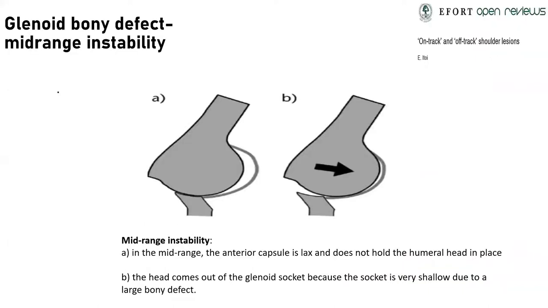There are a few pictures that will show why and how these Hill-Sachs lesions and the glenoid defect will cause dislocation in different ranges of movement of the shoulder. The glenoid defect mainly causes mid-range instability of the shoulder, because in the mid-range the anterior capsule is lax and doesn't hold the humeral head in place. So the head comes out of the glenoid socket because of the defect in the glenoid.